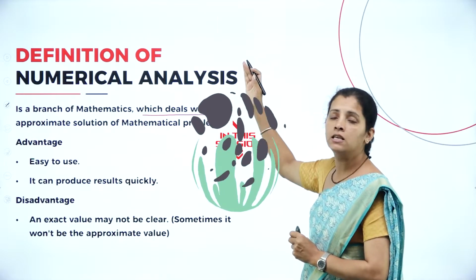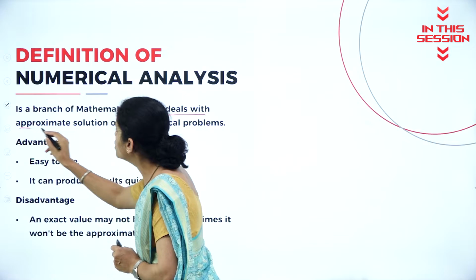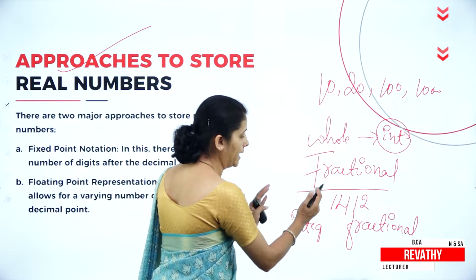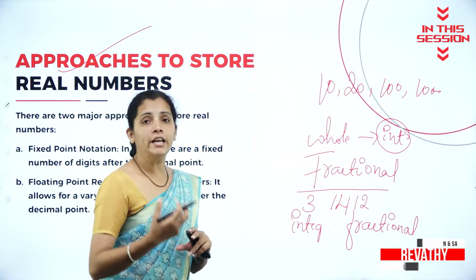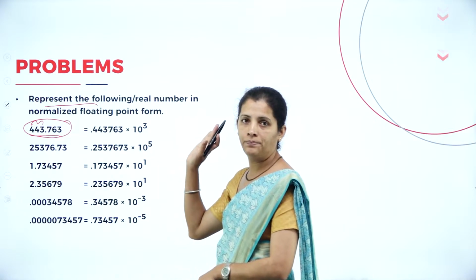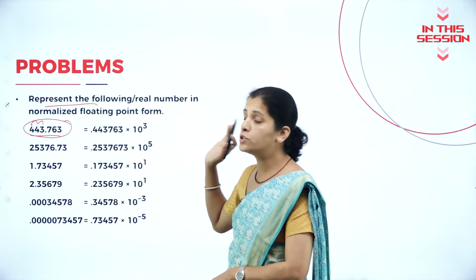Numerical analysis is mainly going to deal with the approximate solution. Whatever number I'm going to get before the dot is in the form of an integer. Three digits towards the right. Towards the right in the sense what? It is always a positive power.